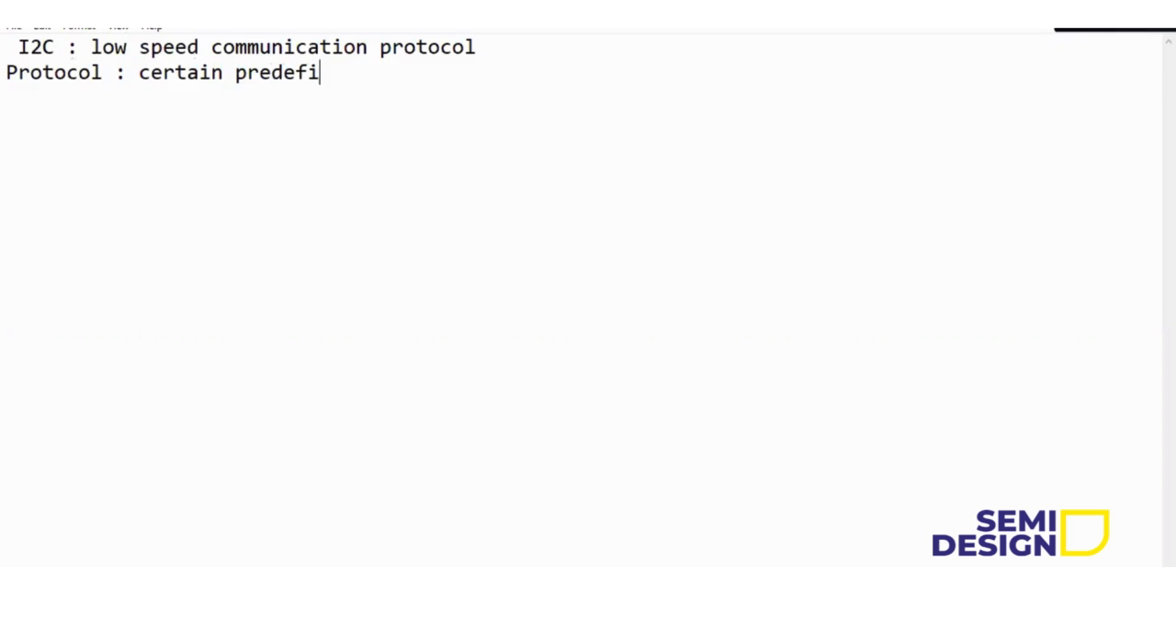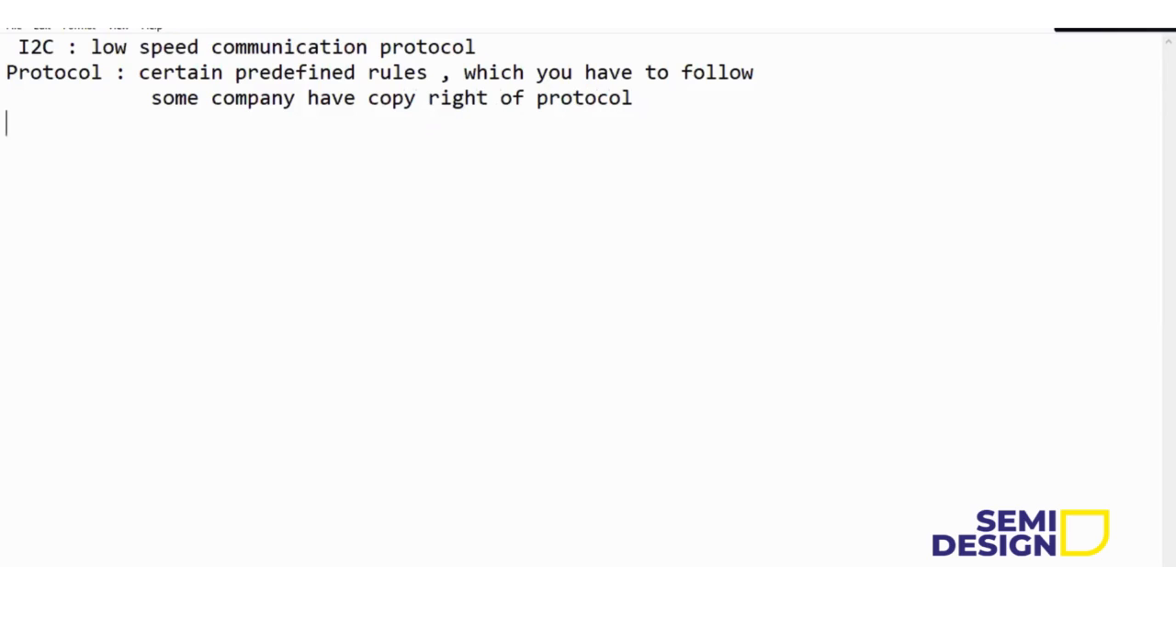So there are certain predefined rules which you have to follow, and the company has its copyright. We have interface protocols also. You must have heard about FTP. FTP, AHB, AXI are interface protocols. ARM has its copyrights. If you want to use these things, you have to take permission from ARM.